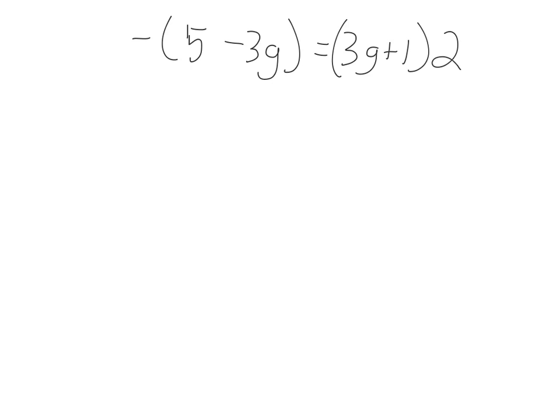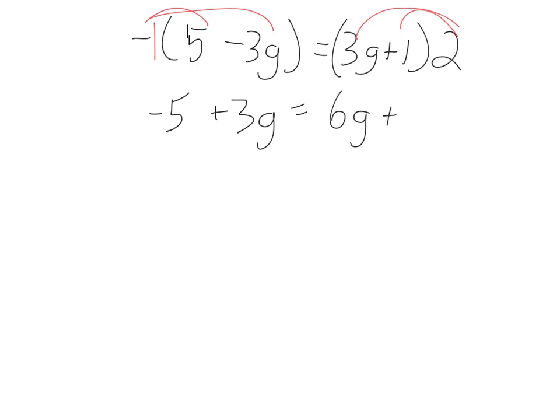This is another problem where the distributive property just looks a little bit different. Instead of a negative, you can make that a negative 1 and distribute negative 1 times everything. So negative 1 times 5 is negative 5. Negative 1 times negative 3g is positive 3g. On the right side of the equation, the 2 is on the right side of the parentheses, but that's still just a distributive property. So 3g times 2 is 6g, plus 1 times 2 is 2.